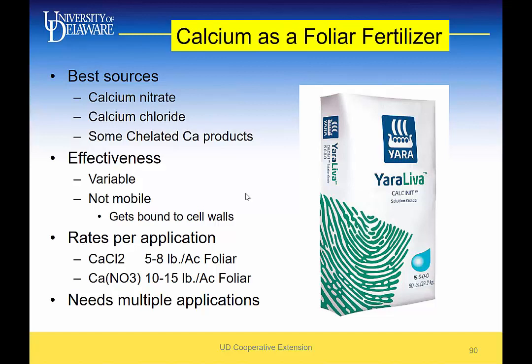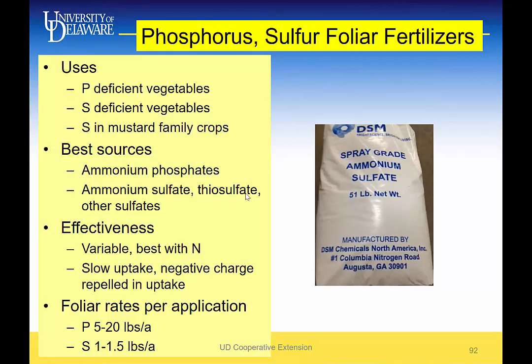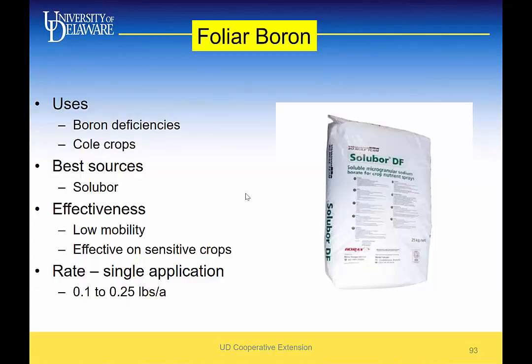And then once it gets in the leaf, it doesn't move. It just kind of sits where it gets in. There are some cases where it does work. Like I said, it does work with apples. And then our chelates or sulfates of our metals are what we use to correct deficiencies there. Phosphorus doesn't go into the plant very well as a foliar. Boron can, and where it works a lot is with our cole crops, and we'll put soluble boron in those.